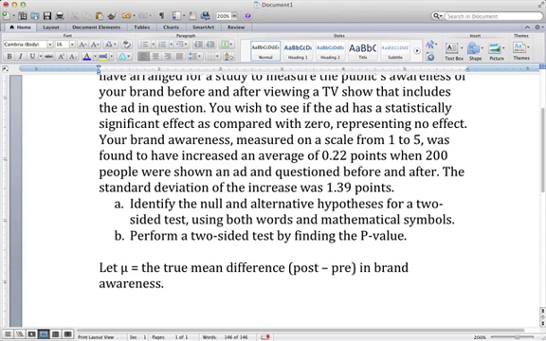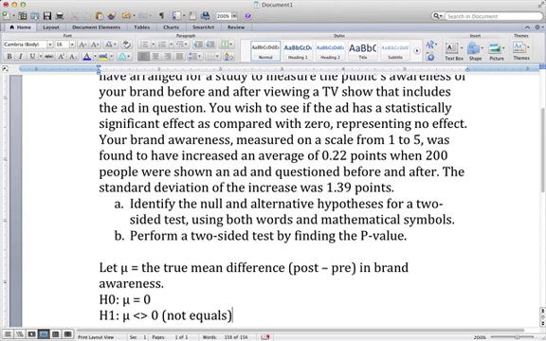All right, we shouldn't data snoop, so let's state our null and alternative hypothesis. The null hypothesis is that mu is equal to 0. The alternative is that, so let's go back and read this problem really carefully. A statistically significant effect as compared to 0. So the effect is not specifying a direction. Effect just means something is different from that. So then the alternative is that mu is not equal to 0.